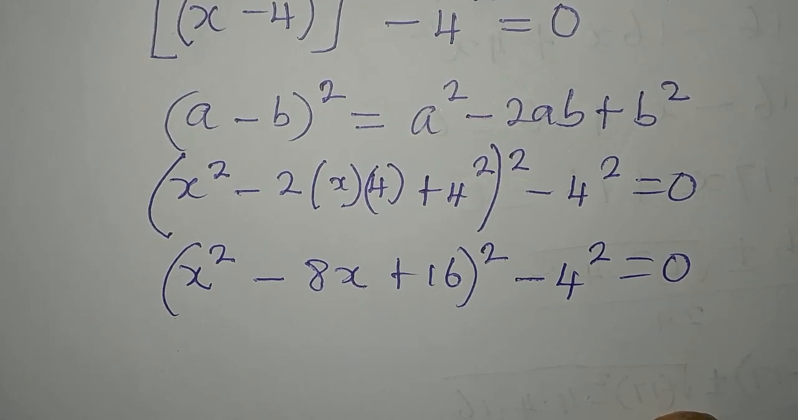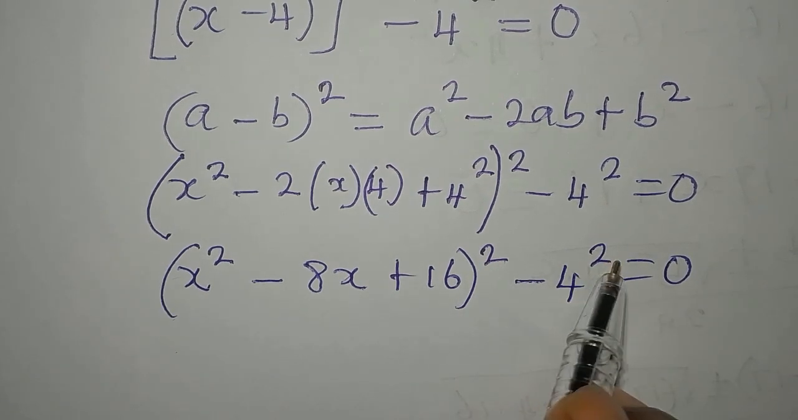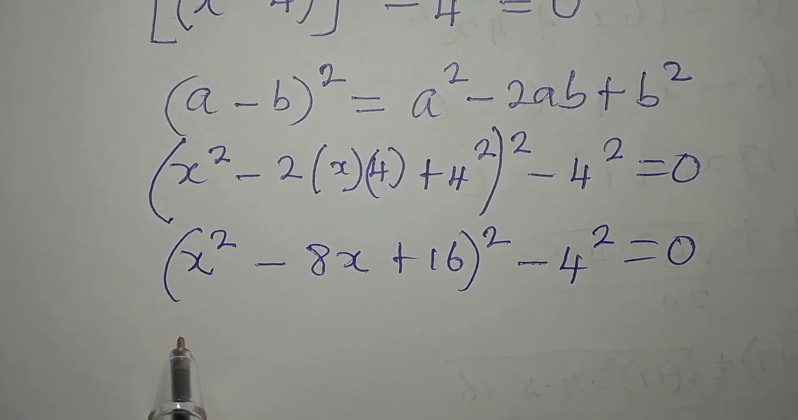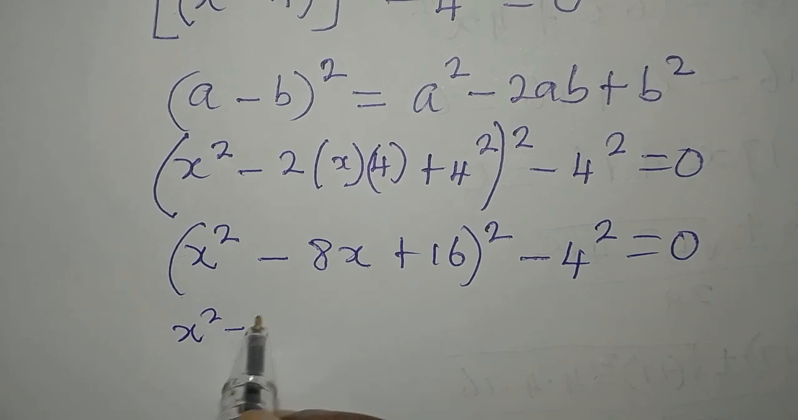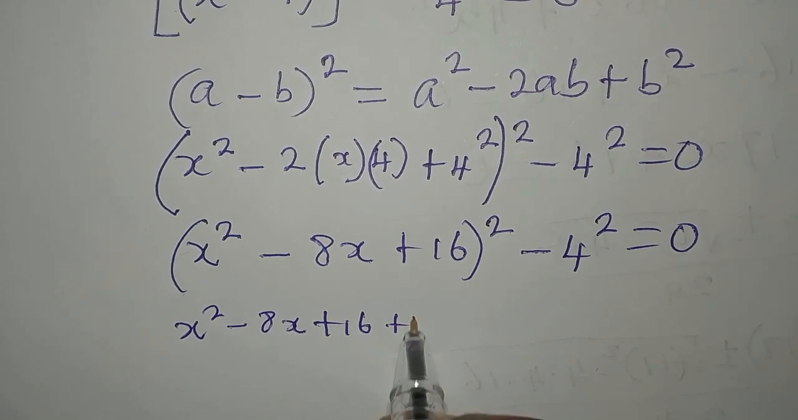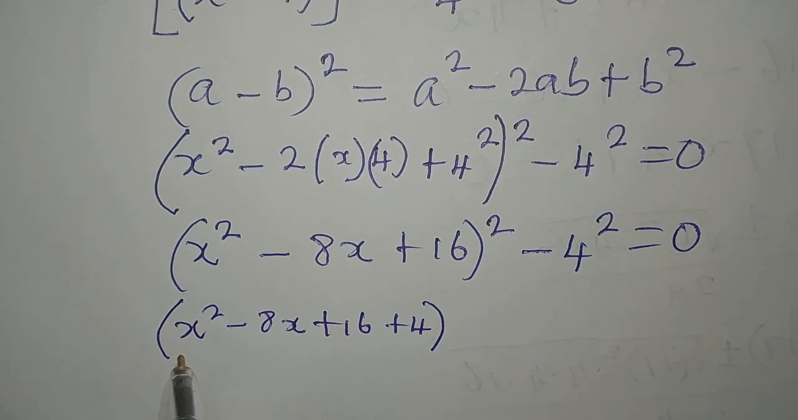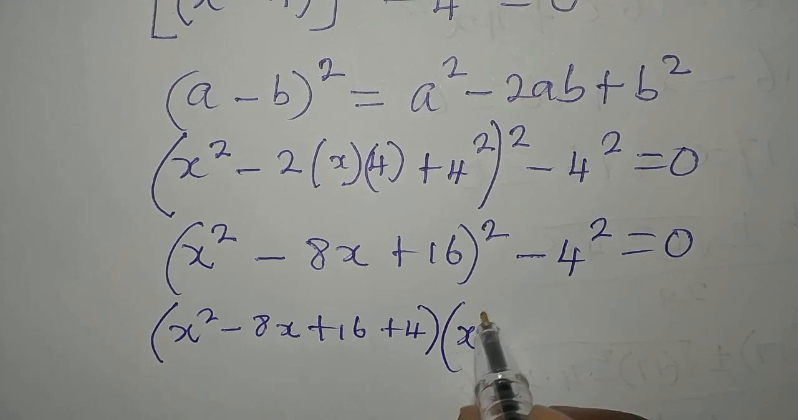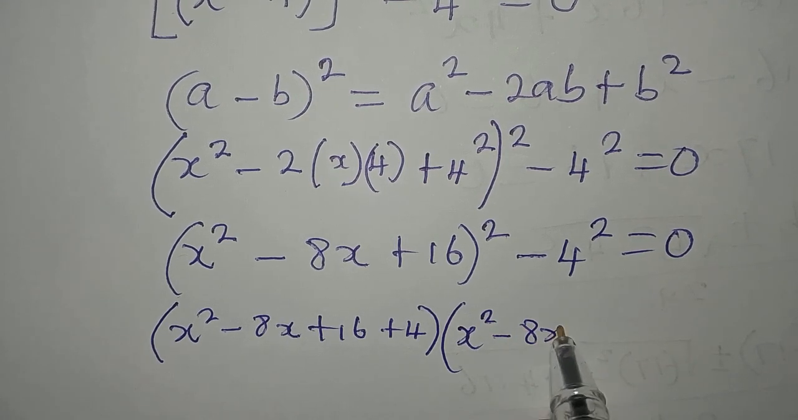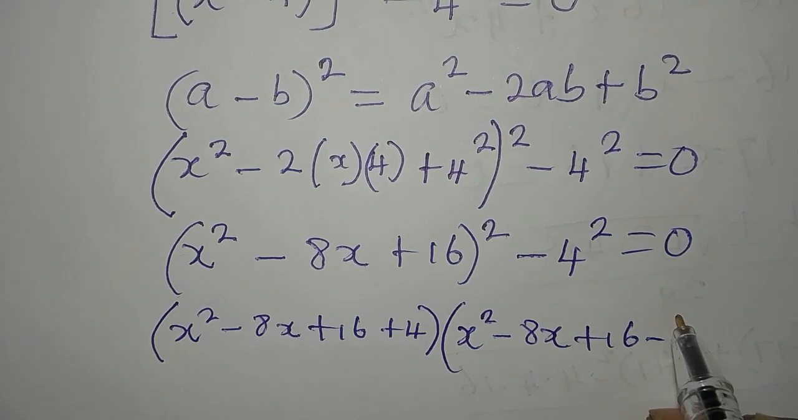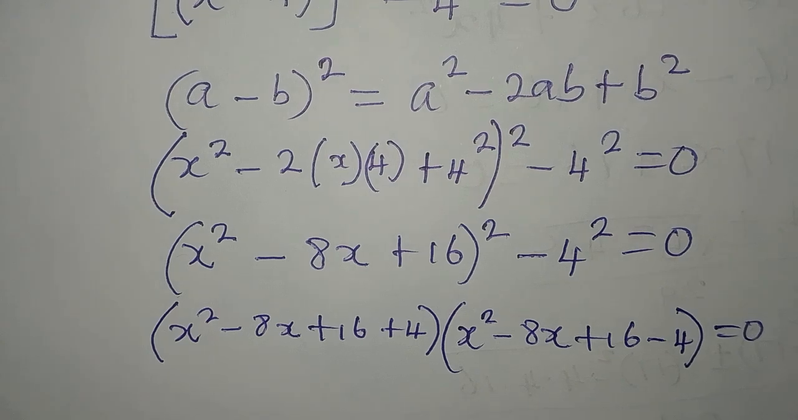To continue from here, we can apply the difference of two squares, knowing that both of them are carrying squares. So our difference of two squares will be: in the first bracket, x² − 8x + 16 plus 4; in the second bracket, x² − 8x + 16 minus 4. Then I will equate this to 0.